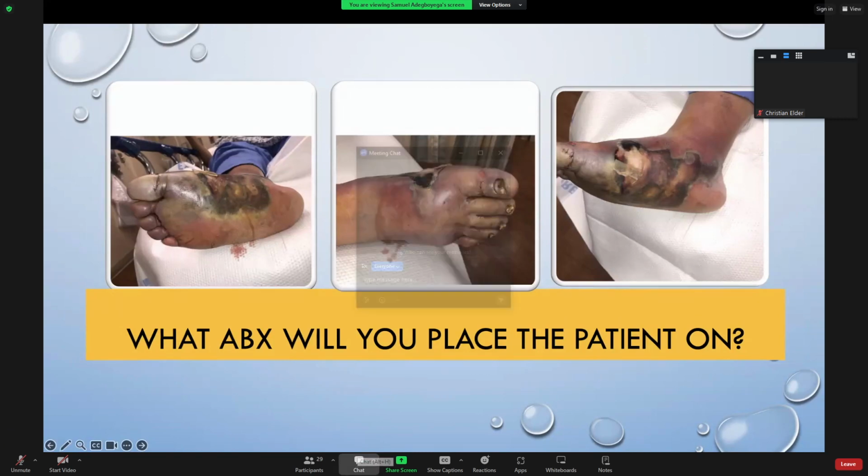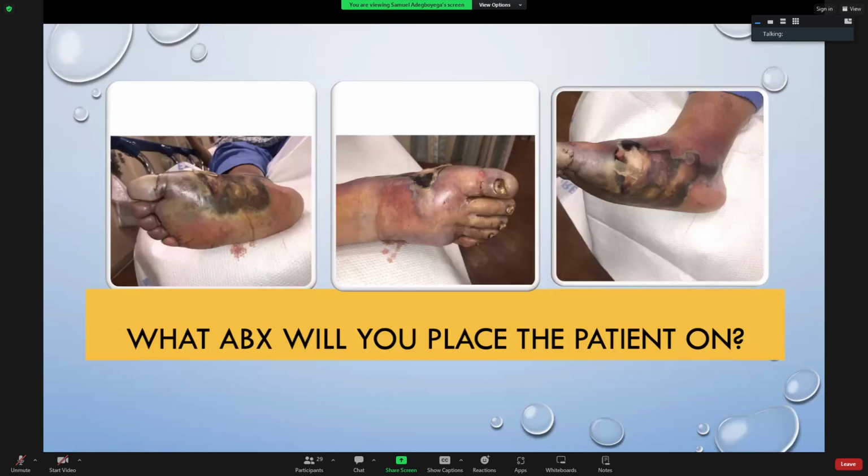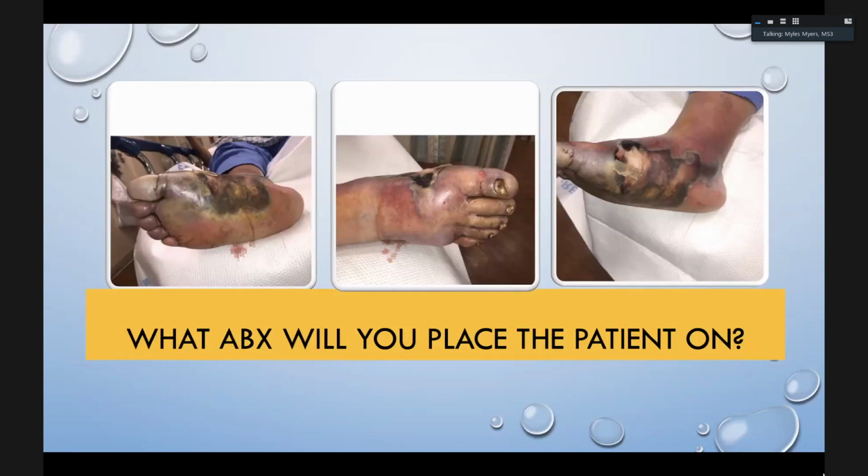What if I tell you this is a mild infection? What bug would you like to cover? Mild infection, diabetic, mild infection. Staph and strep, Staph aureus. That's right. It's very important not to forget that.